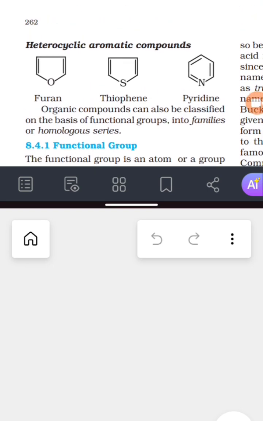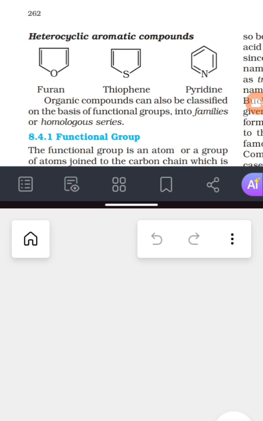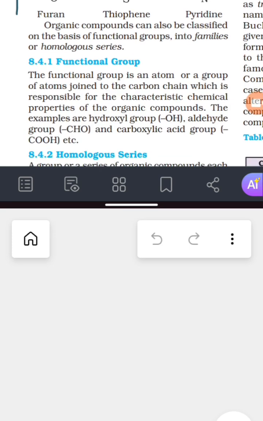In the previous class, we have seen up to the classification of organic compounds. Up to here, we have seen different classifications. Today, we will see other topics. The first topic is functional group. What is a functional group?